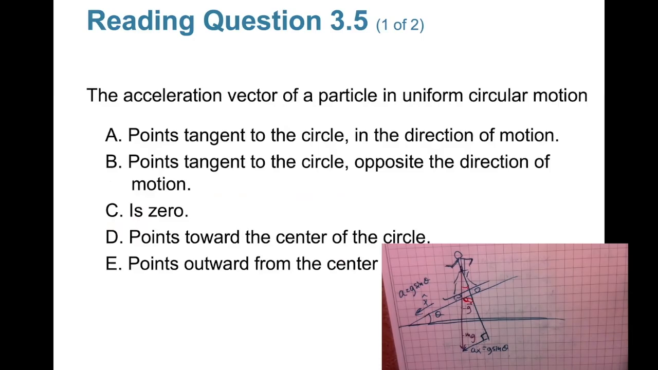Okay. The acceleration vector of a particle in uniform circular motion points tangent to the circle in the direction of motion, points tangent to the circle opposite the direction of motion, or zero. I don't think it's zero. That's no. Points towards the center of the circle or points outward from the center of the circle. Oh, we're going to have to talk about this one. Okay, you're going to have to go back and think about being on a merry-go-round. What direction were you accelerating?